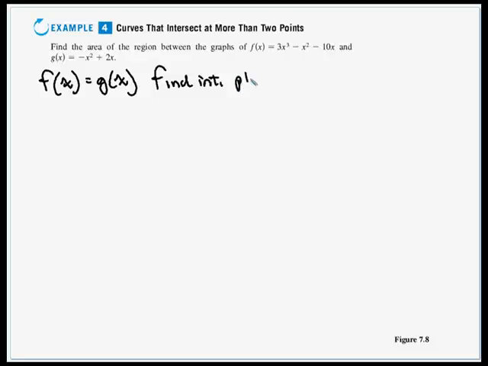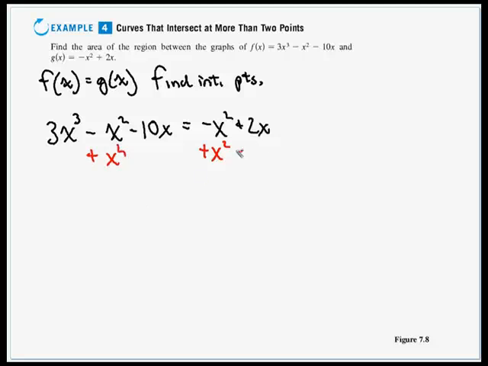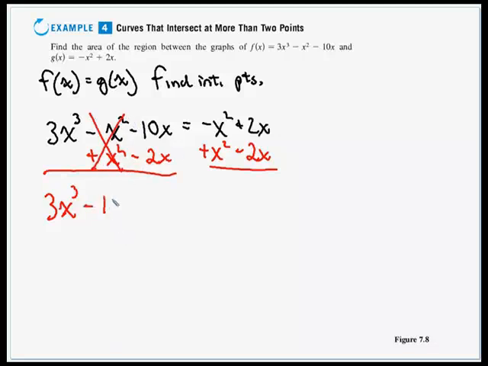So f of x is 3x to the third minus x squared minus 10x. We're going to set that equal to g of x, negative x squared plus 2x. And we should get everything on one side and factor. So I'm going to add an x squared on both sides, and subtract a 2x on both sides. So on the left, we now have 3x to the third. The plus and minus x squareds will cancel. And then we're going to have a minus 12x. And that is now all equal to 0.